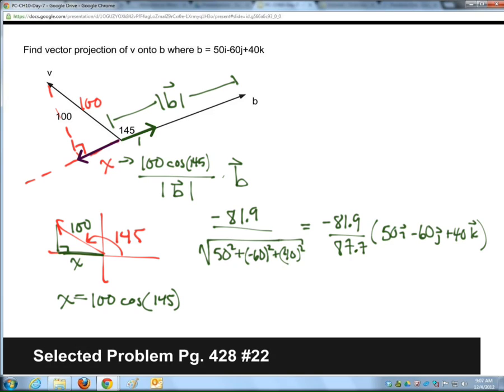So we have that scalar, we multiply it through, and that works out to whatever that number is. So something a little bit less than negative 1 is going to multiply 50, negative 60, and 40, and that will be our vector projection of V onto B.